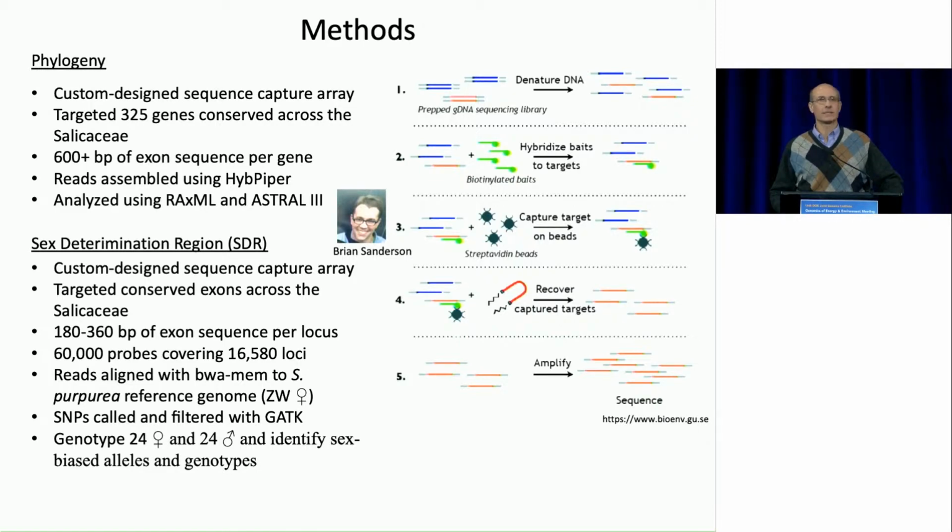And then secondly, we devised a separate sex determination locus sequence capture system where we're targeting 60,000 loci that are across the entire genome. And the idea with this is to generate markers for a small number of males and females, so 24 males, 24 females, and then use association analysis essentially to map the location of the sex determination locus. And that also generates the data that we need to determine whether or not the species are XY or ZW.